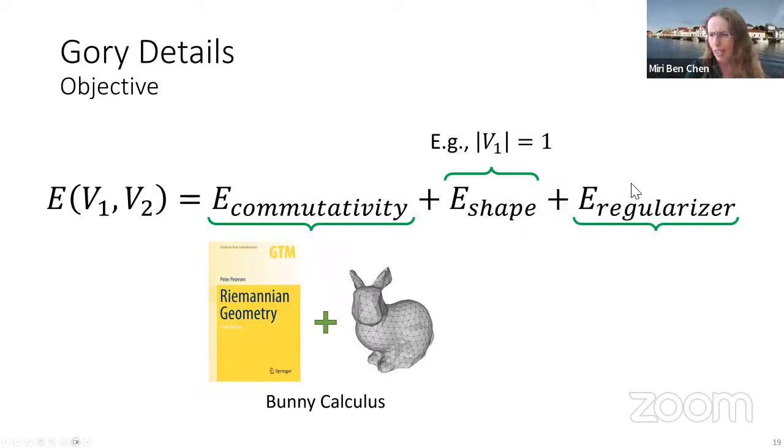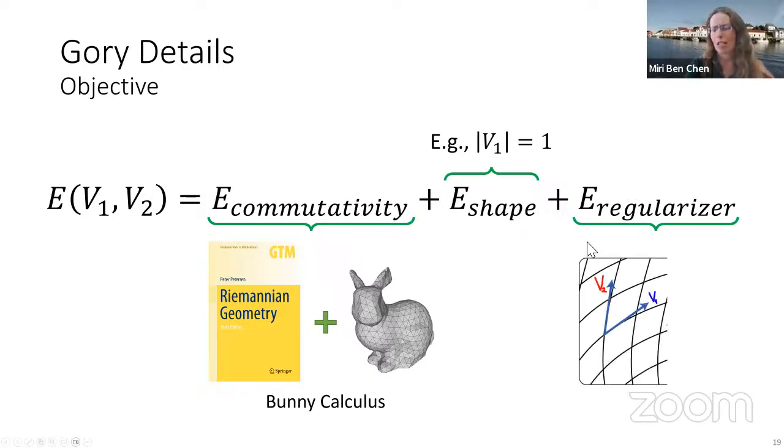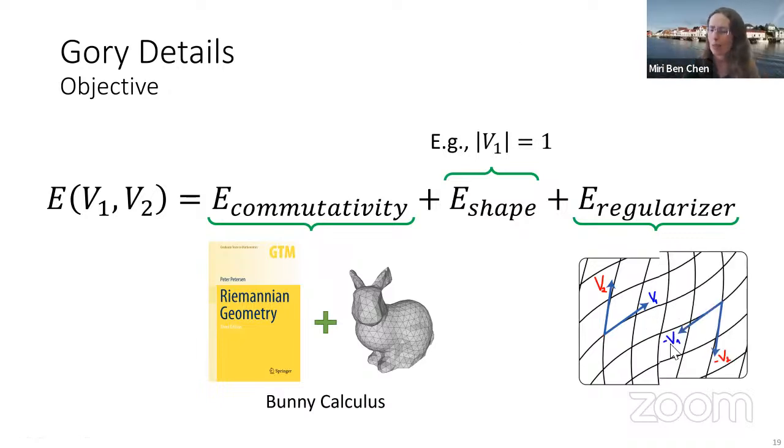And finally, any objective needs a regularizer. The issue here with the regularizer, which I'm going to mention a bit later, is that in general, when you regularize, you say, I want things to be smooth. But here, it's not exactly true. If I look at this quad mesh here, at this point, then V1, V2 are one solution that makes sense. But on the other hand, if I just flip the picture, then minus V1 and minus V2 is also a solution. So there is some sort of local symmetry that has to be taken into account when I'm considering smoothness. And I'll mention this again in a few slides.